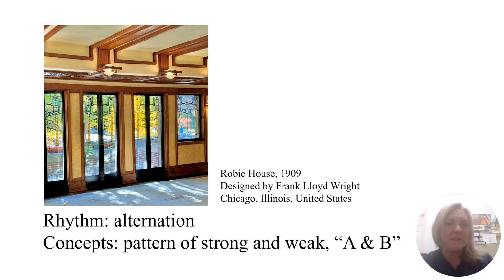Next, let's talk about alternation. This is an interior also found in the Robie House, built in 1909, designed by Frank Lloyd Wright in Chicago, Illinois. Alternation is really, you can imagine, as a pattern of A and B, A and B. Large, small, large, small. In this case, light fixture, space, light fixture, space. Or pilaster, window, pilaster, window. Or, looking at the ceiling treatment, large rectangle, slender rectangle, large rectangle, slender rectangle.